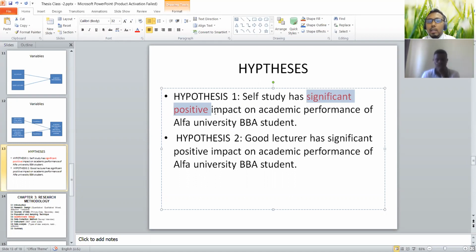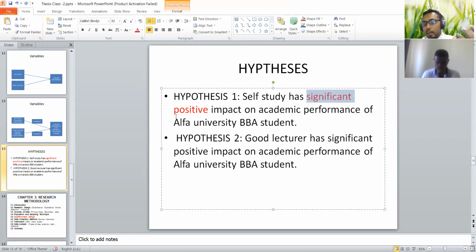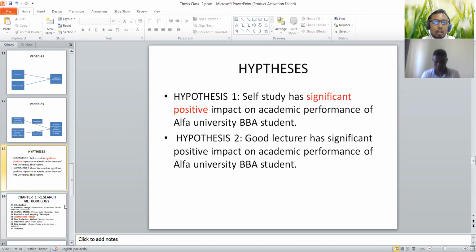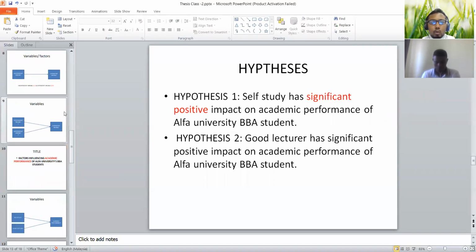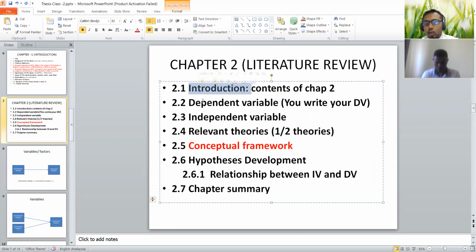The self-study has impact or influence on academic performance of Alfa University BBA students. Okay, but it's good if you can give the direction, significant or positive or negative. Okay, so in chapter 2, how many contents do we cover? We already did the introduction. You write down what is the content of chapter 2.